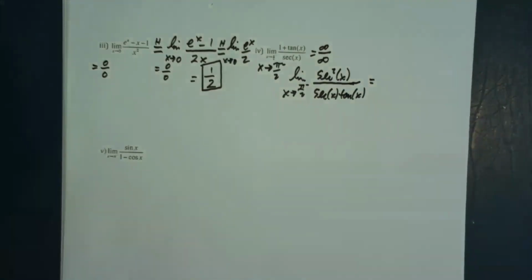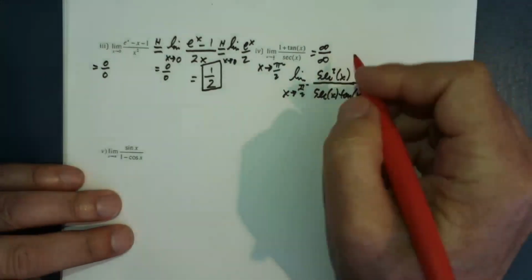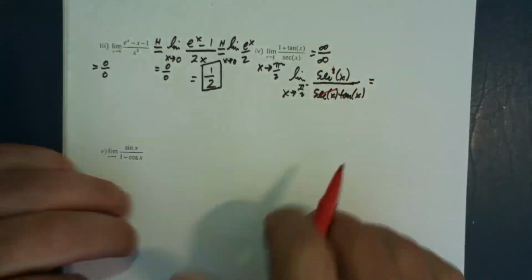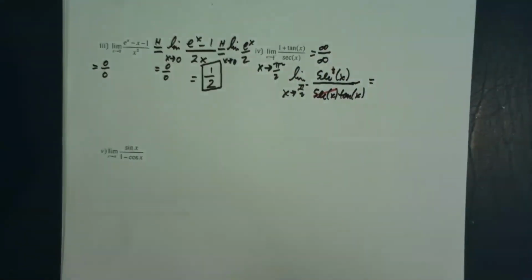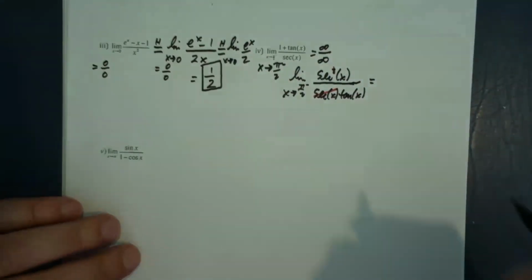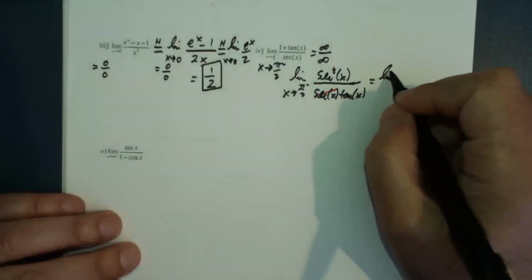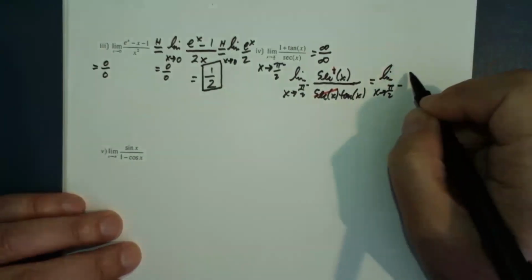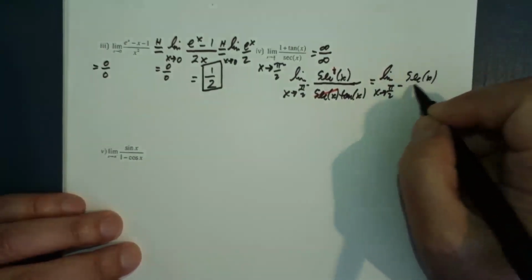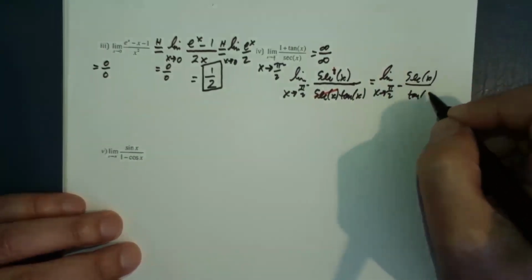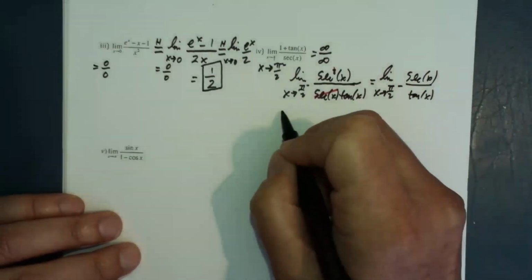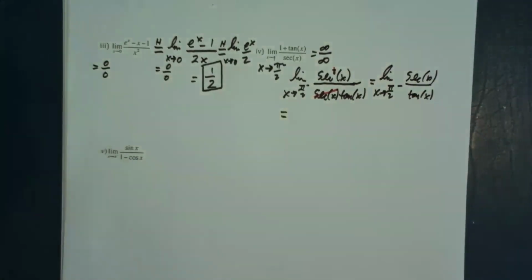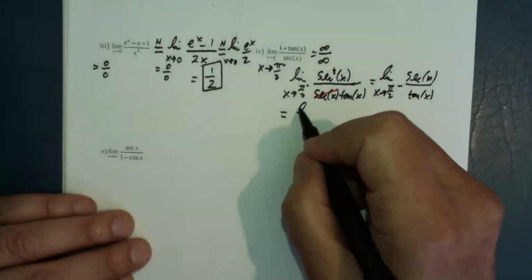I'm going to reduce one of the secants here. So one's left up top, that one's gone. And let's play a little bit with our trigonometry. It's going to be secant x over tangent x. And I'm going to break that all the way down into its sine and cosine components.